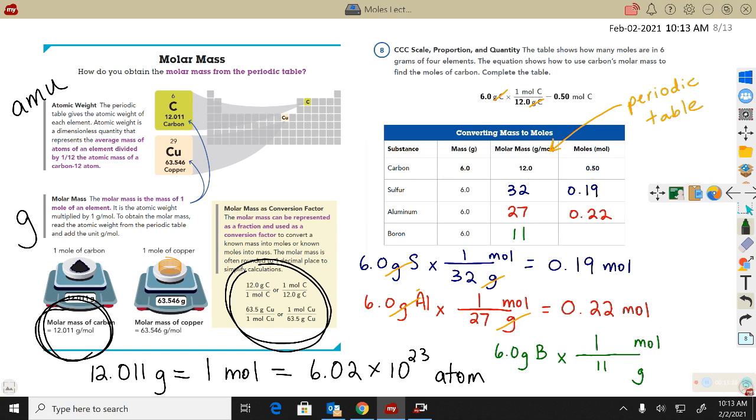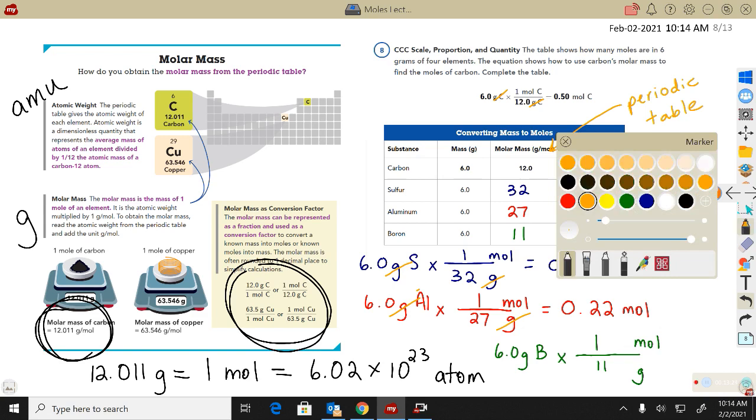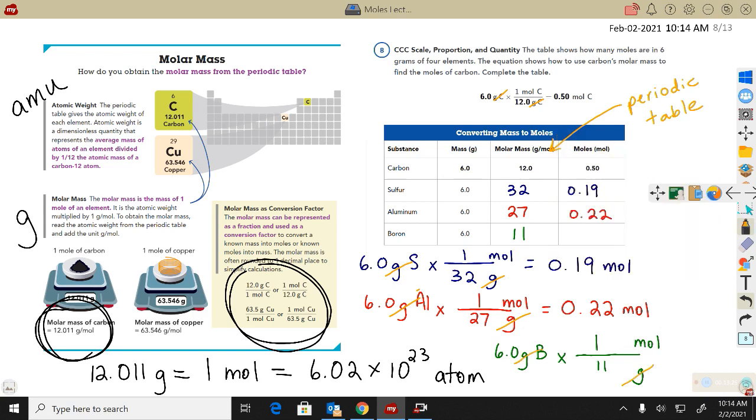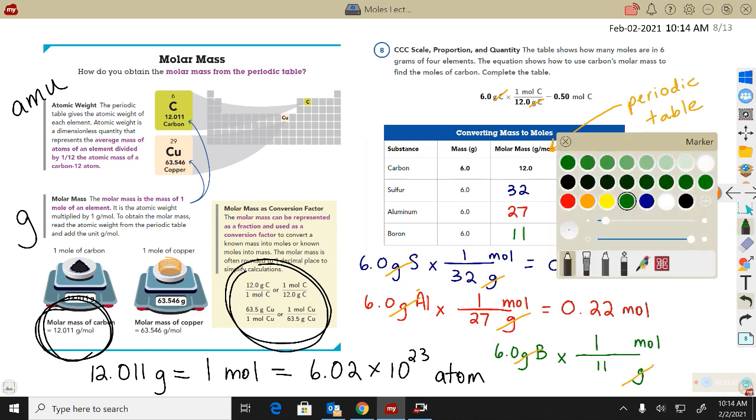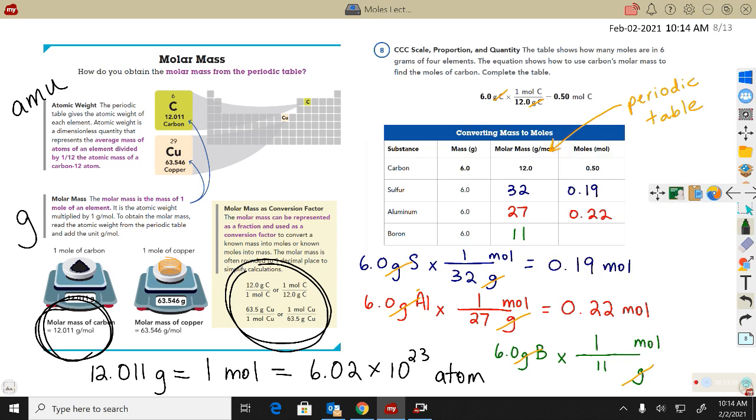All right, let's do this. So now I've got grams on the top, grams on the bottom. Those should cancel. And we divide. 6 divided by 11. That makes sense. I was expecting something like a little bit more than a half. So we're thinking maybe like 0.55 moles. 0.55 moles.